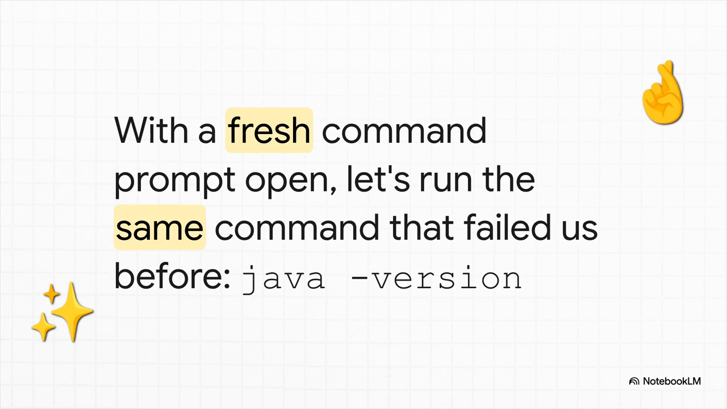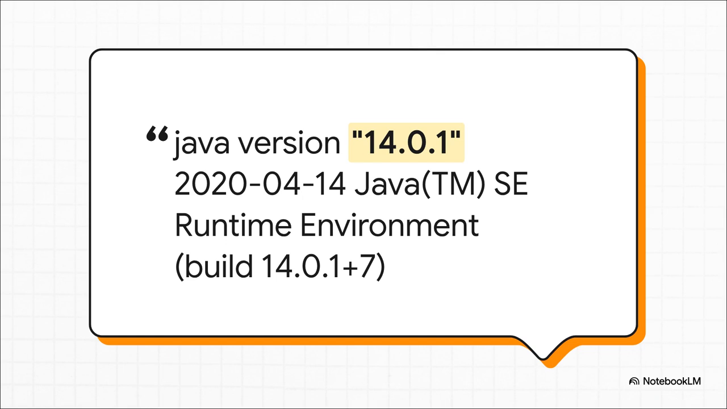Okay. Got a fresh, new command prompt window open? Perfect. Let's try it again. The exact same command that gave us that error before. java --version. And look at that, beautiful. No more not recognized error. Instead, you see the actual Java version information. This is it. This is the confirmation that everything worked. Your computer now knows exactly where to find Java, no matter where you run the command from.